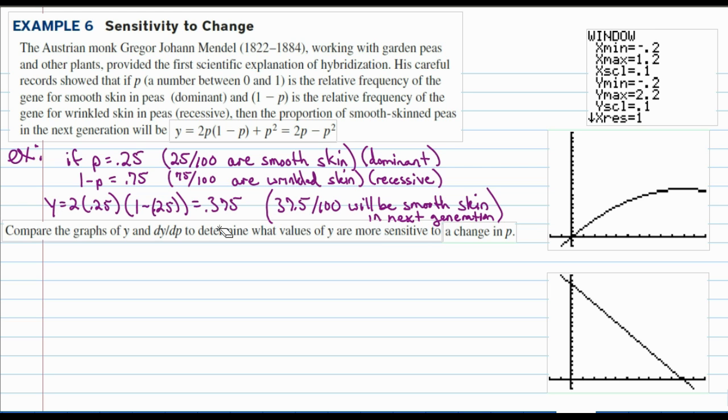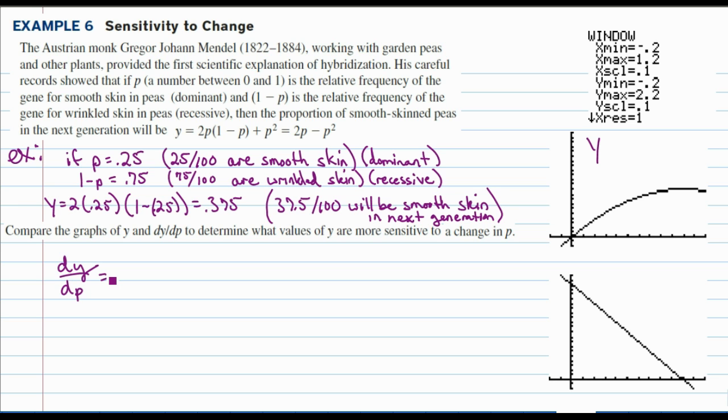Now this piece was not necessary, but sometimes once you understand what's happening numerically in the problem, it's a little bit easier to make sense of what's happening in its derivative. So let's do that. Let's compare the graphs of y, which is up here, and dy/dp. Well, we've got to find that. So dy/dp equals, let's see, y was 2p minus p squared. That would make the derivative 2 minus 2p, which is graphed over here, dy/dp.